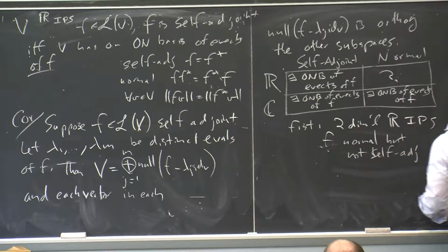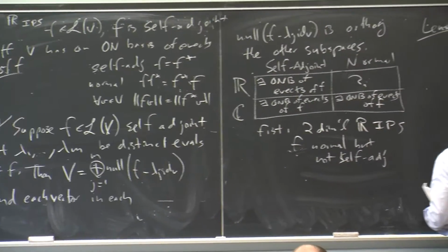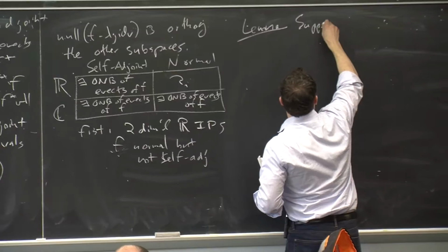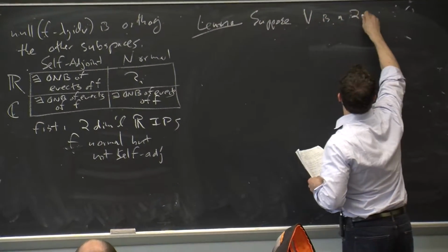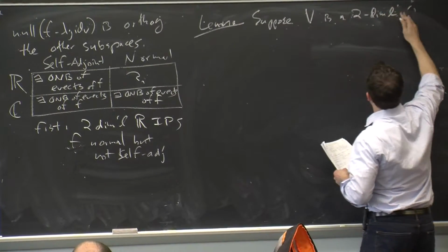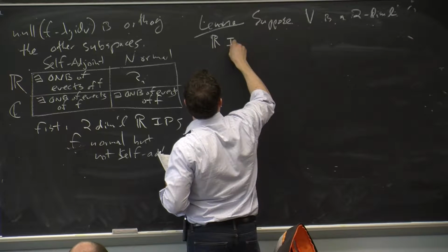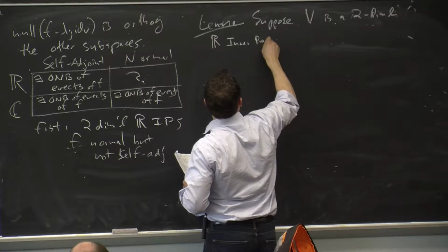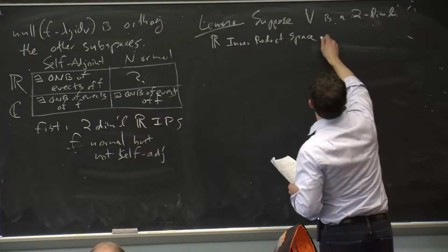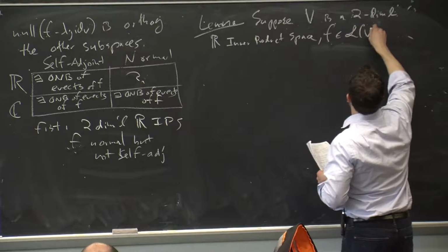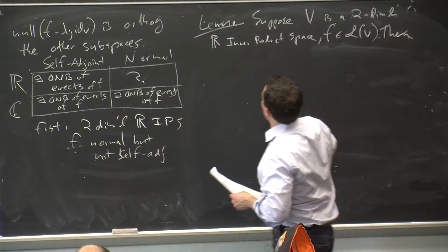So that's the reason for the following lemma, which performs that analysis. Suppose V is a two-dimensional real inner product space and F is an operator on V, then the following are equivalent.